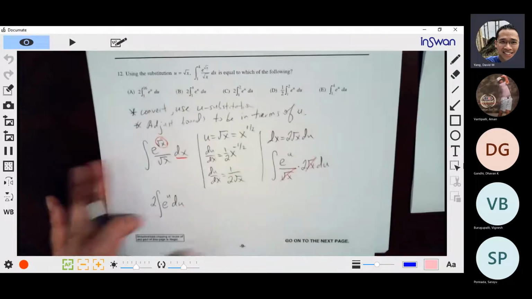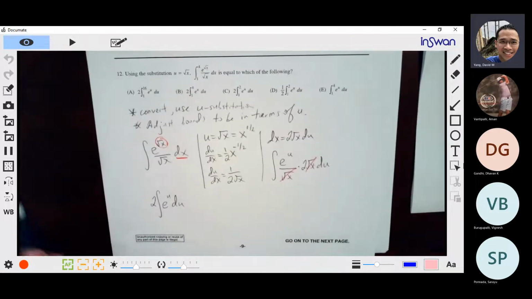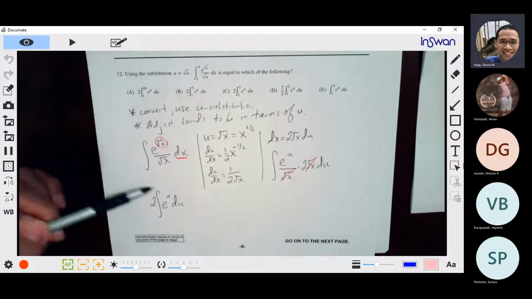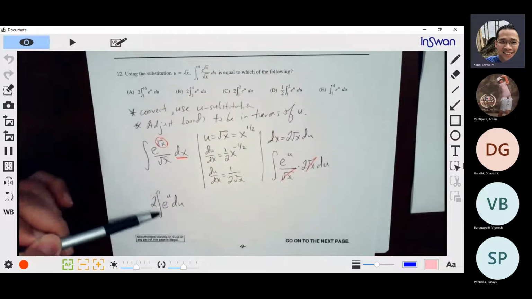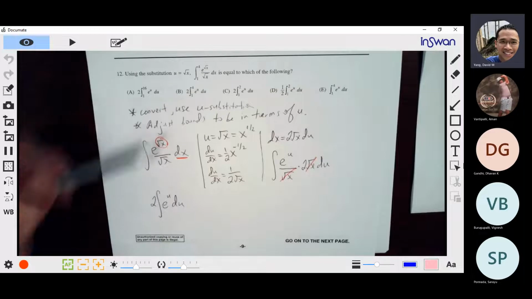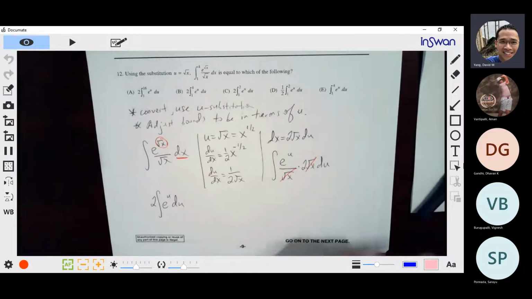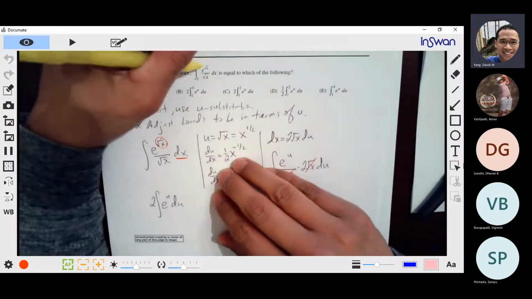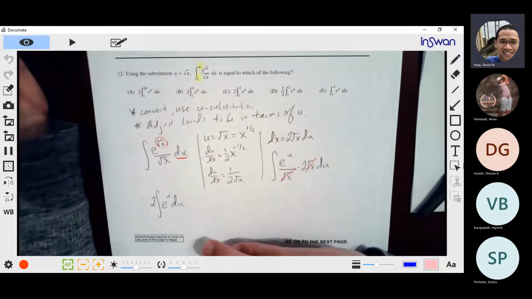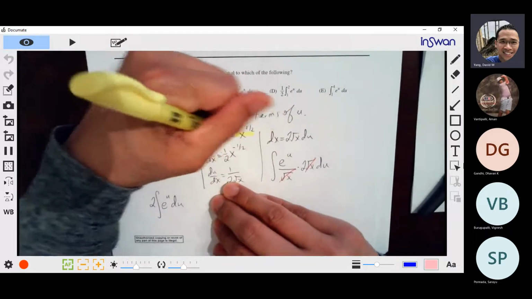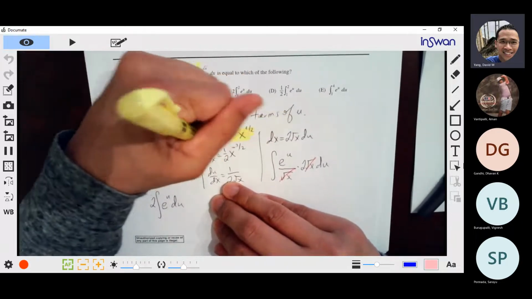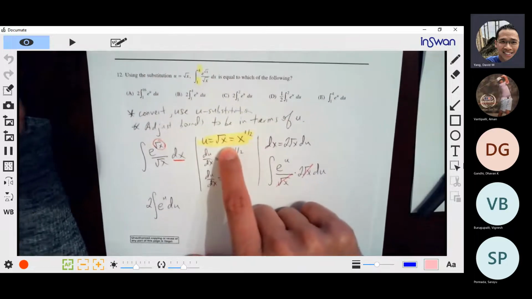Now we still have to worry about the bounds. I can't just use the bounds 1 and 4 because the 1 and 4 would be conflicting with the variable that we see here. So we have to go through and convert our bounds to be in terms of u, and our conversion formula is u equals root x.